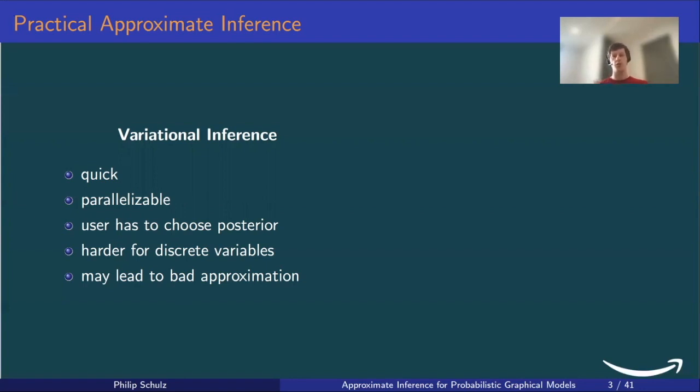So the user has to choose one of these parametric families to then be able to approximate the posterior. And variational inference can be a bit tricky for discrete variables. And in particular, it may lead to bad approximations.